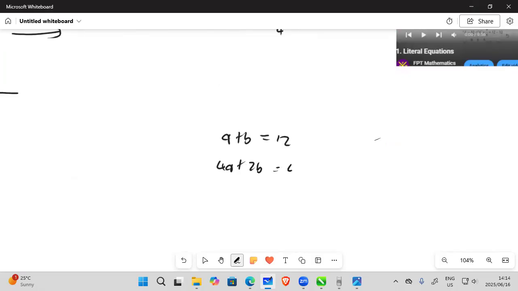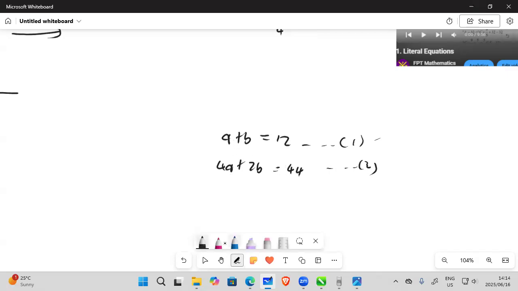4a plus 2b is equal to 44. Right? If I look at this here now, I can see that we are dealing with two equations, equation 1 and equation 2. When we talk about simultaneous equations, we use simultaneous equations when we have two unknowns. So there's an unknown here, A and B, an unknown here, A and B.